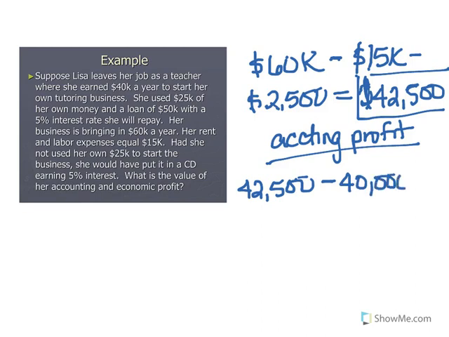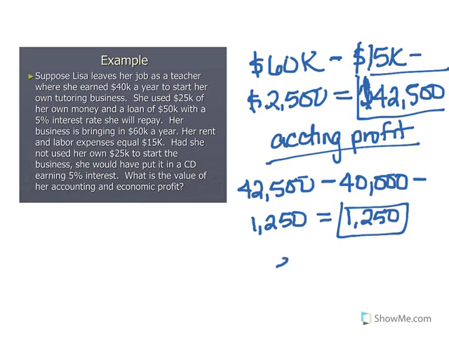And then it also says that when she used her own money, she could have put that money into a CD earning 5% interest. So she had $25,000 of her own money. So had she put that in a CD account, she would have made $1,250. In other words, $25,000 times 5%. So $42,500 minus the $40,000 minus the $1,250, we're left with a positive $1,250.